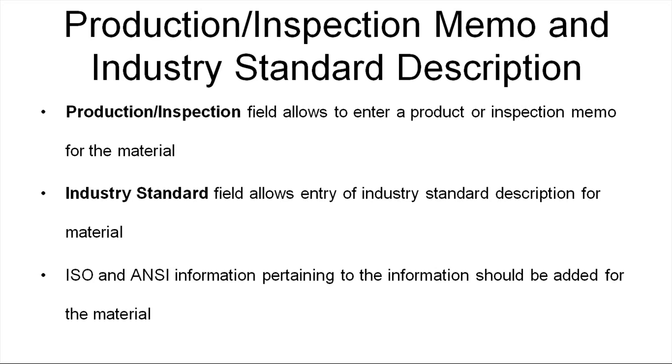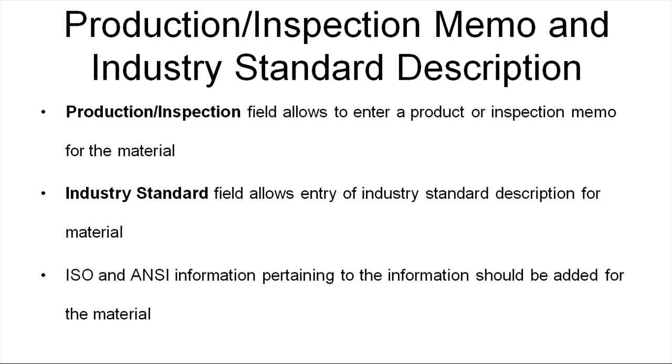Production inspection memo and industry standard description are information fields. The production inspection field allows entering a product or inspection memo for the material. The industry standard field allows entry of an industry standard description for the material.